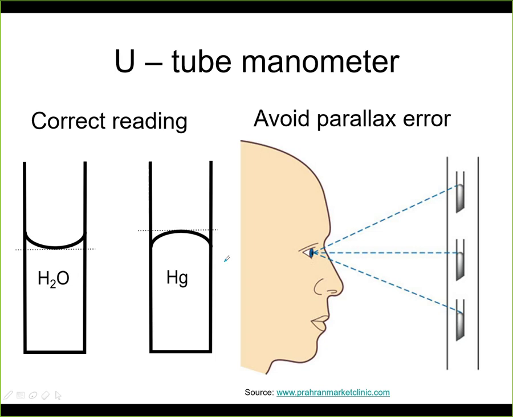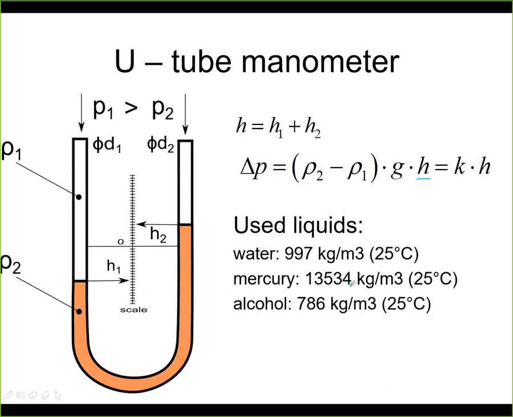How to read it correctly? We need to know what liquid we actually have inside. If it's water, then it will form this shape, and we are reading the bottom edge here. The same for alcohol as well. In many cases, those instruments use mercury because mercury has a larger density, and this allows us to measure larger pressures. You see it's about 13 times higher density, so we can measure about 13 times larger pressures.